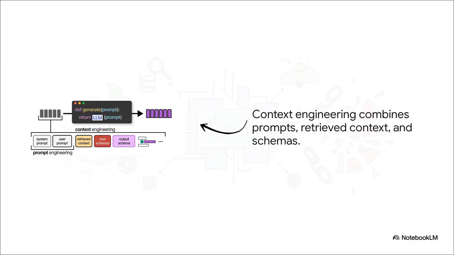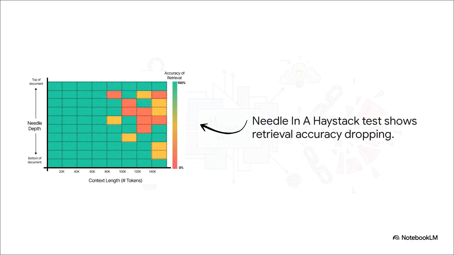We have to perfectly optimize the exact combination of the system prompt, the retrieved external context, the tool schemas, and the chat history. All of it flowing into the LLM at once. If you just stuff that context window full of random data, the AI gets overwhelmed. It gets completely confused. And the famous needle in a haystack test proves exactly why this strategic engineering is so vital. If we hide a single random fact, the needle, inside a massive block of text, the AI's retrieval accuracy drops drastically as that context gets longer.